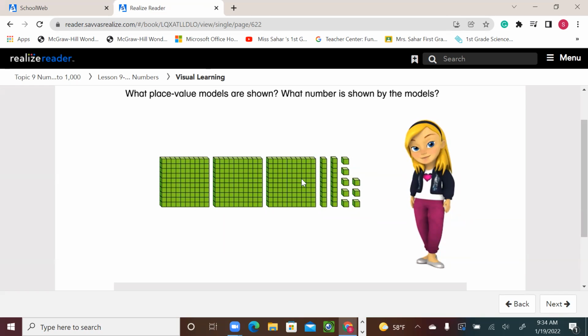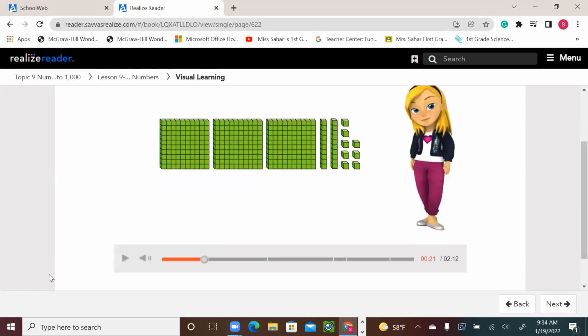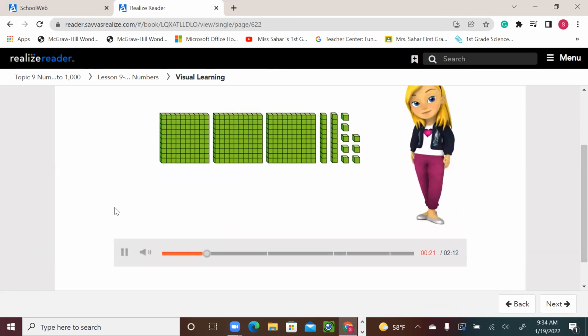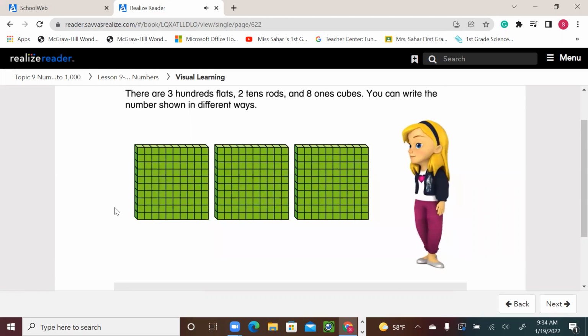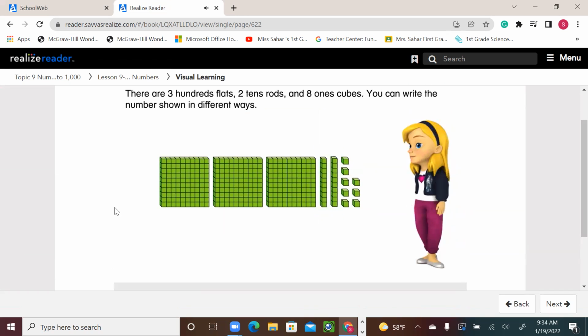I know I have 3 flat hundreds, so 1, 2, 3, that's 300. I have 2 ten rods, 1, 2, and I have 1, 2, 3, 4, 5, 6, 7, 8 ones. So 328. There are 3 hundreds flats, 2 tens rods, and 8 ones cubes.